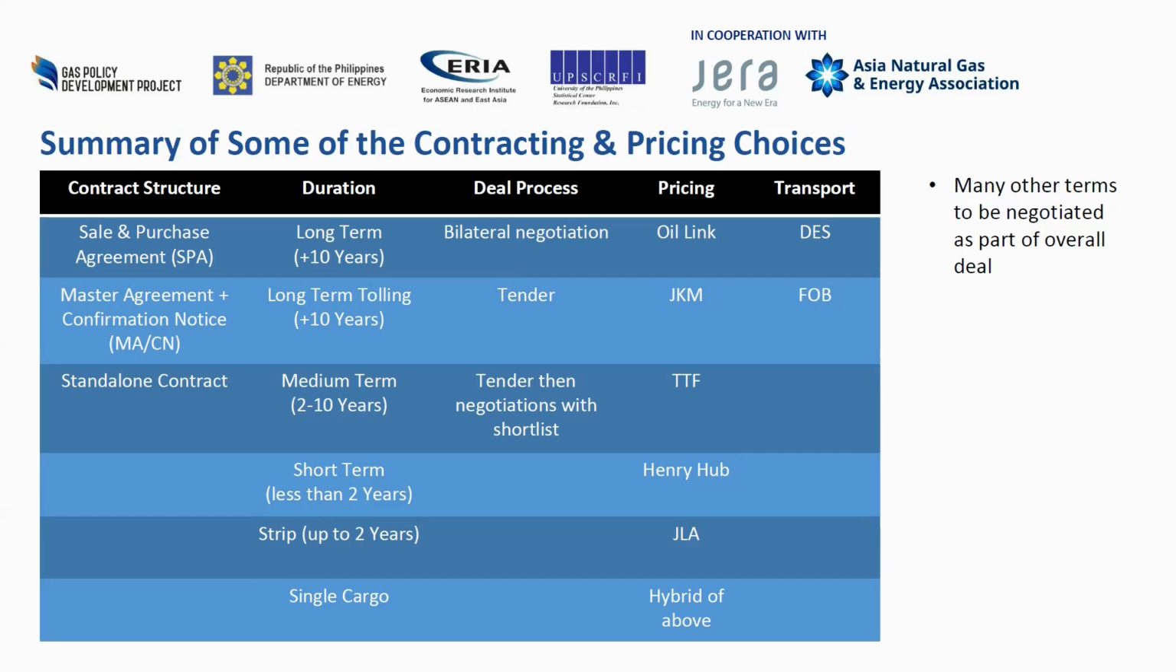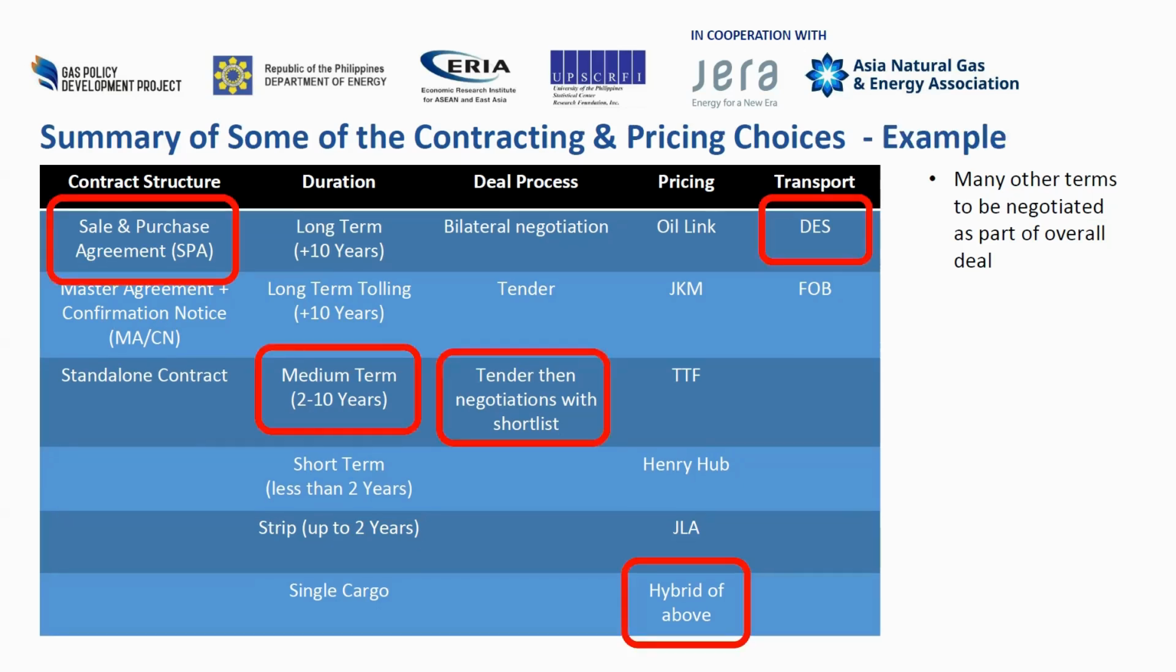There are a number of key terms that you have to determine in the agreement, and you've got to go through and pick which ones you're going to use depending on your circumstances. That's just an example, one way of doing it. If you want the gas for 2 to 10 years, you'd probably do a long-term contract. You might tender it because you had to, and you might decide you want it delivered. You don't want to get involved in shipping.